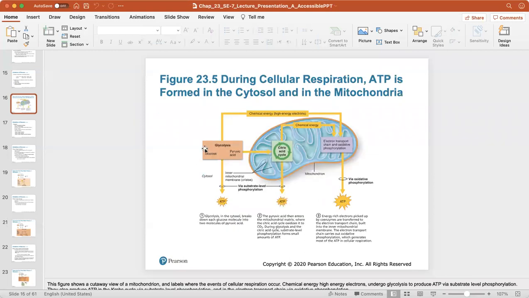And this is a great summary slide showing where all these processes occur. So during cellular respiration, ATP is formed in the cytosol and in the mitochondria. Glycolysis splits glucose into pyruvic acid. Pyruvic acid enters the citric acid cycle, which then forms intermediates, which will enter the electron transport chain.